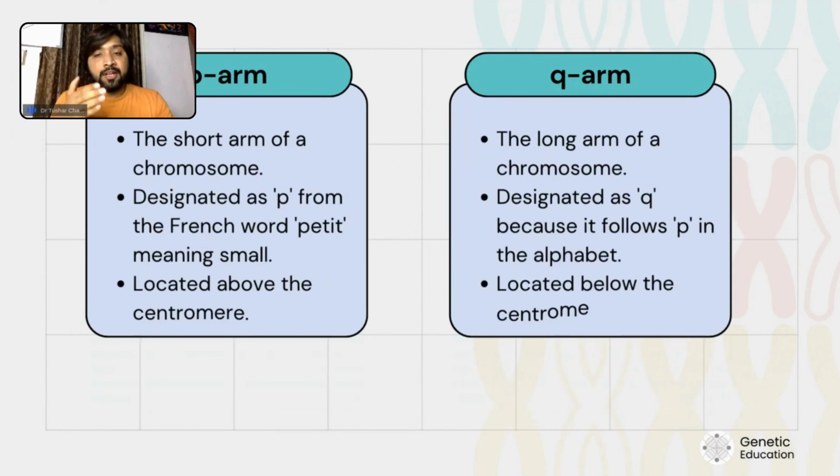The P and Q arms contain mostly the genes, and that means they are known as the gene-rich regions. But they also contain non-coding DNA as well. The short arm of a chromosome is known as the P arm, and it is derived from the French word petit. Following that, Q comes next in alphabetical order, so the other arm is known as the Q arm. So this is the short introduction of the chromosome.